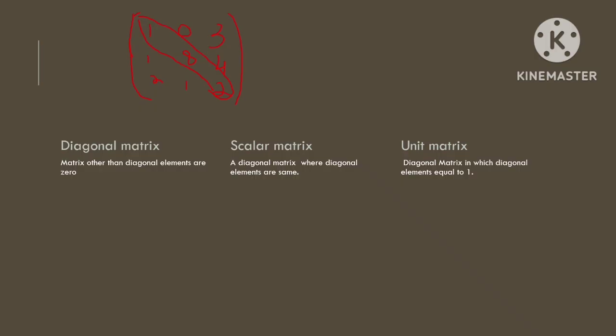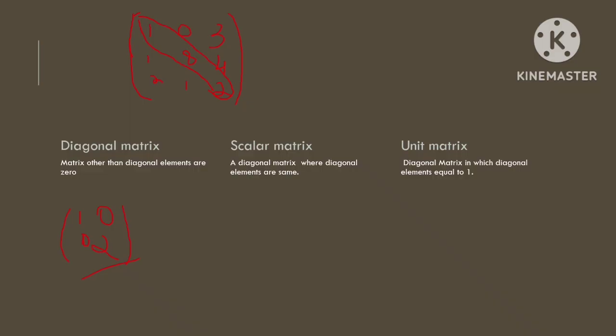It means, for example, this is a square matrix also, and here the diagonal elements are 1, 2. Diagonal matrix means except diagonal elements, all the other elements should be 0. This is an example of a diagonal matrix. Clear?